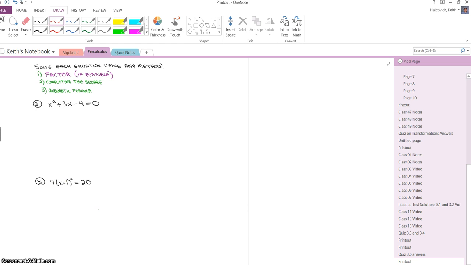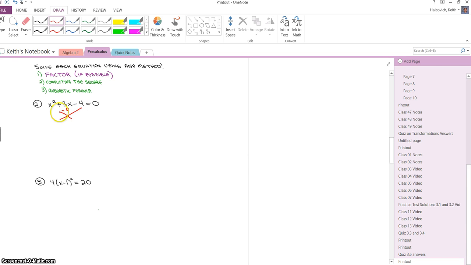All right, so now we're going to look at solving equations using any method. There are three methods. Remember, you can factor, if possible, complete the square, and use the quadratic formula. The first method we would want to try is factoring. So let's look. Does it factor?